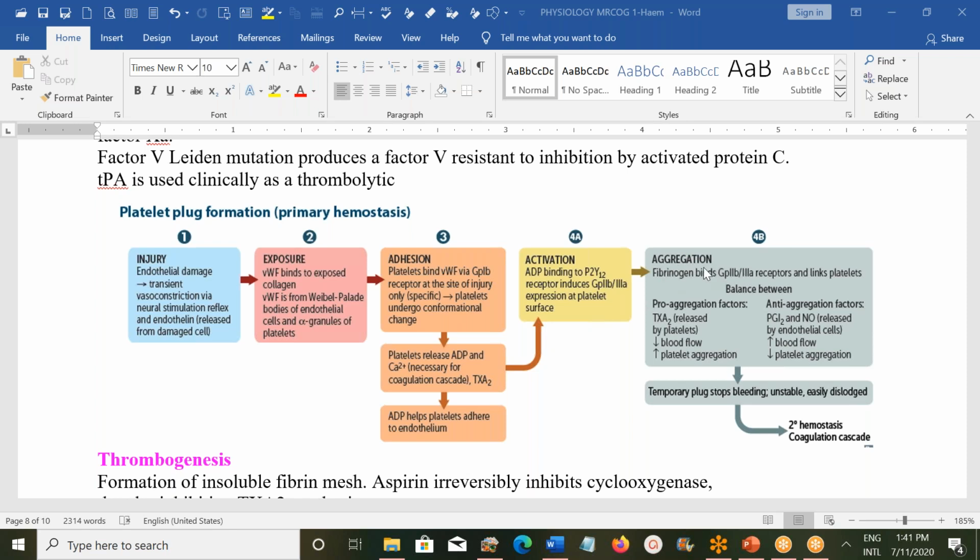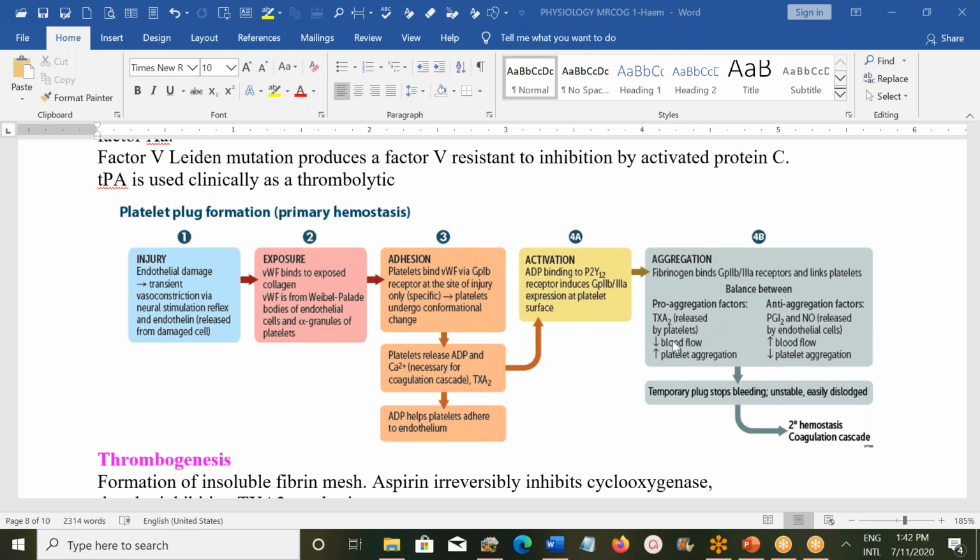Then what will happen now? Aggregation of the platelets will take place. So fibrinogen will bind the glycoprotein 2B and 3A receptor, and it will link platelets. So platelets will come and aggregate. So there is aggregation, more ADP is released, so more adhesion will take place. So actually in the platelets, two types of activities are going on: pro-aggregation factors and anti-aggregation factors. The pro-aggregation factors promote the formation of the clot, and those that inhibit the aggregation of the platelets or the clot.